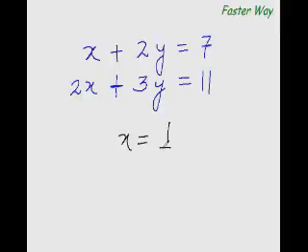This is the numerator. What would the denominator be? 2 times 2 is 4, and 1 times 3 is 3. 4 minus 3 is 1. So x is 1 here. Now once you have the value of one variable, finding the other variable is very simple, isn't it? Now substitute this value of x in any of these two equations. So I'll prefer this equation, so I'll put 1 here.